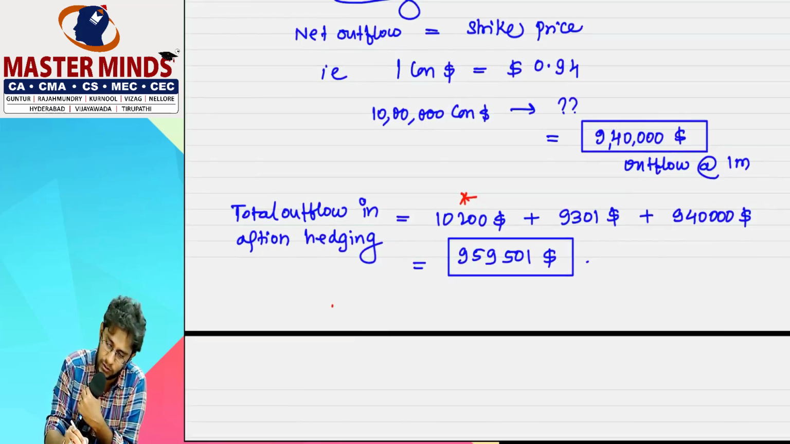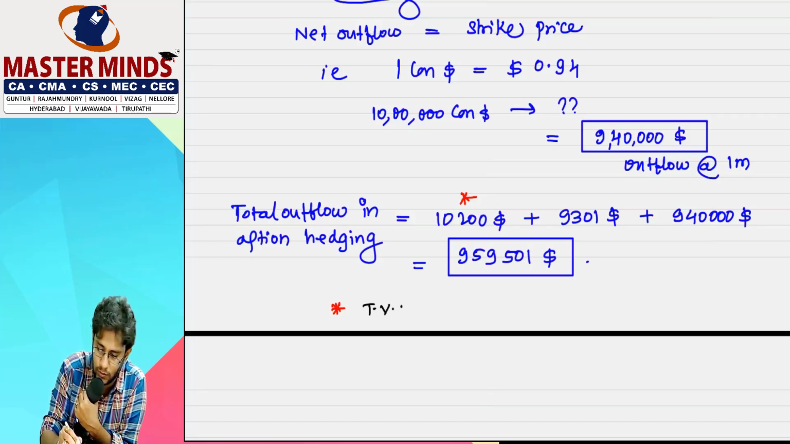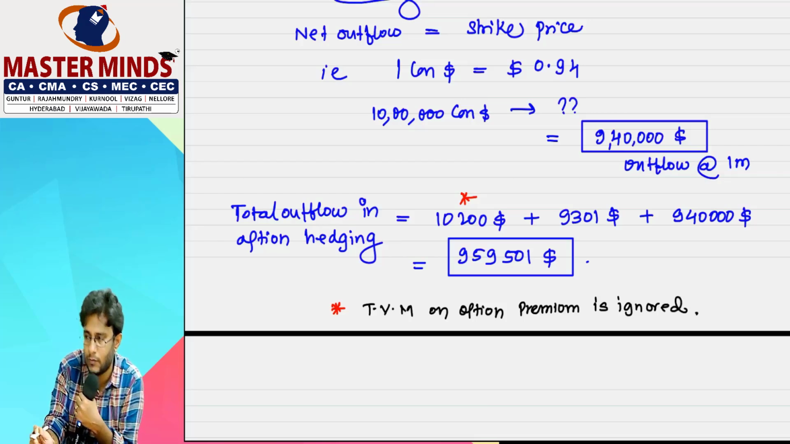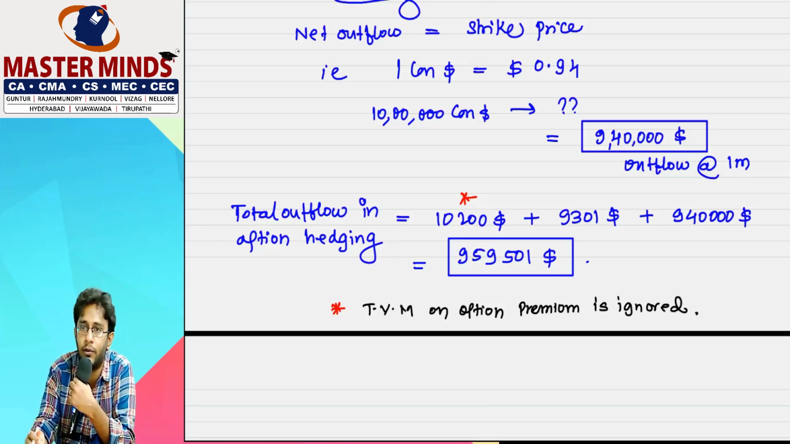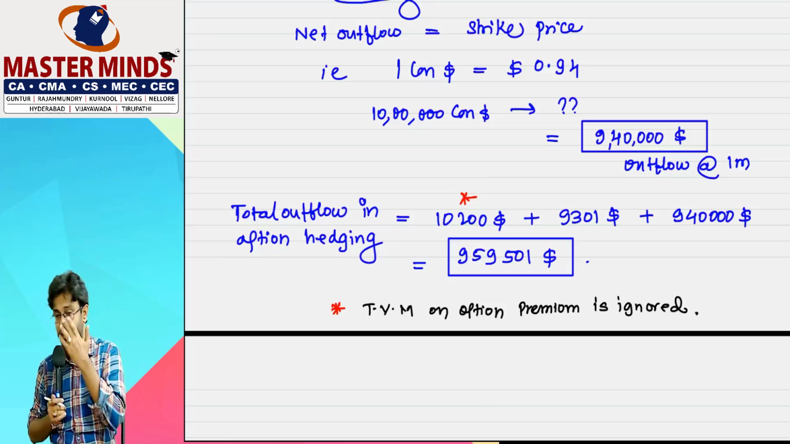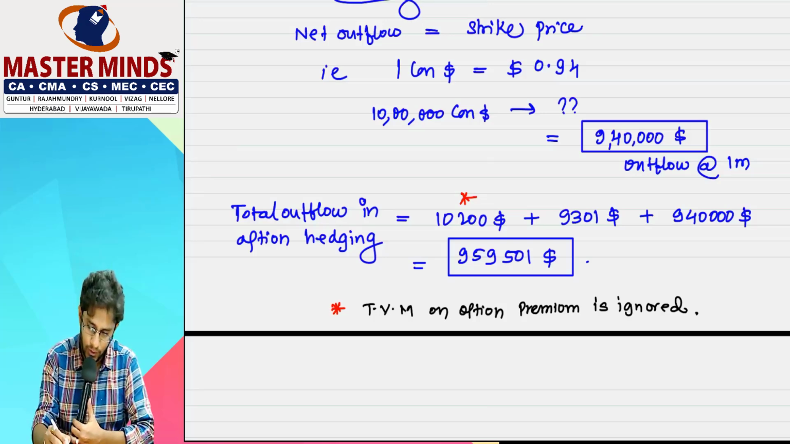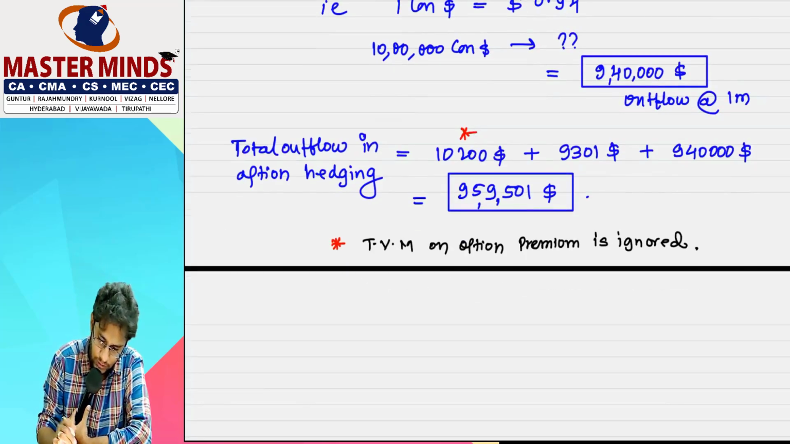What is the star mark? Time value of money on option premium. Note. In summary, we don't have a choice also actually. Why? Interest rates are not given. Earlier some money market hedge was there in the question, so interest rate was there. Now that also is not there. They don't have a choice also.